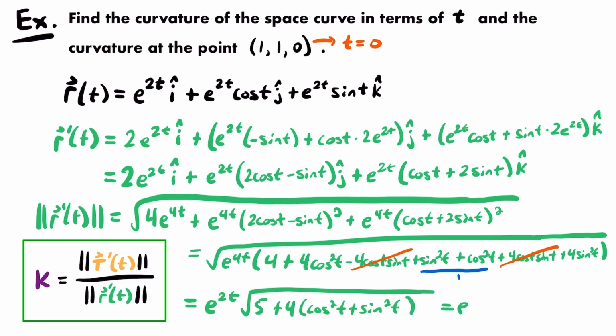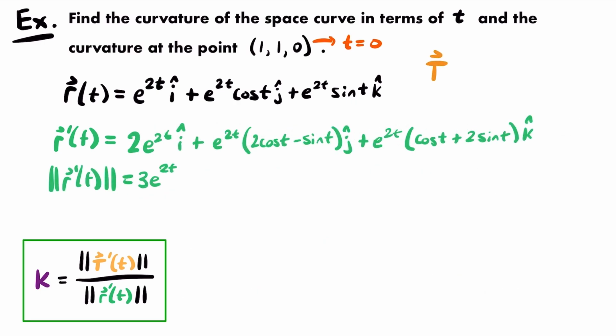So this is equal to e to the power of 2t times the square root of 5 plus 4, which is 9. So the square root of 9 gives you 3. So this is equal to 3 times e to the power of 2t. That right there is not our final answer. That is just the magnitude of the derivative of our vector function. We're going to need that for the denominator of our curvature formula, but we also need it to find the unit tangent vector. And so let's find that next.